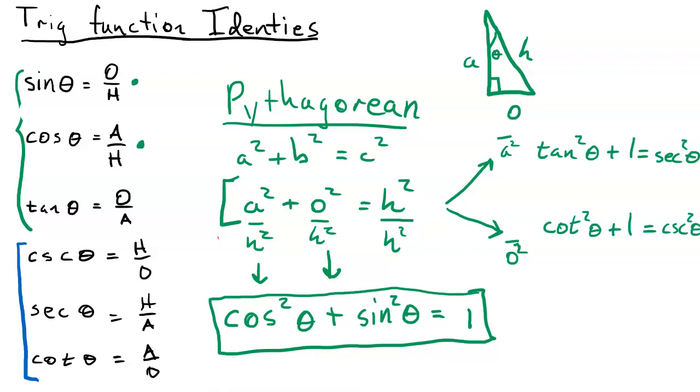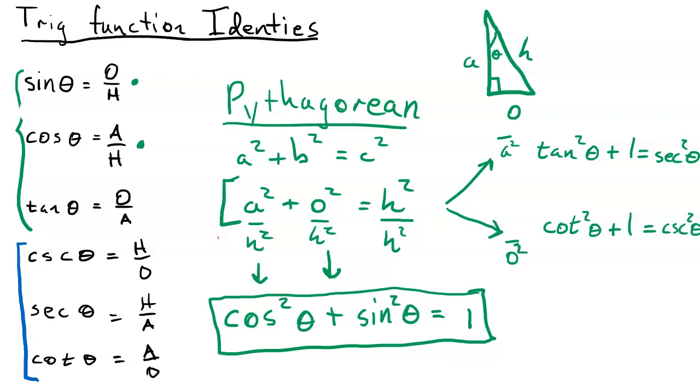Okay, I figured it out. So if you divide by a squared, on the left-hand side you're left with opposite over adjacent squared, which is just tan squared, and you get adjacent over adjacent, which is just 1. So you get tan squared plus 1 on the left-hand side, and on the right-hand side, you get secant squared.